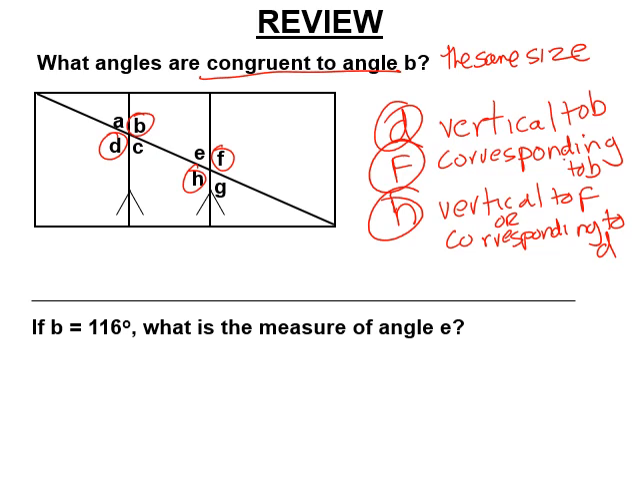If B is 116, what's the measure of E? All right, so B is 116. We know F is 116. Well, we know E and F have to add up to 180.